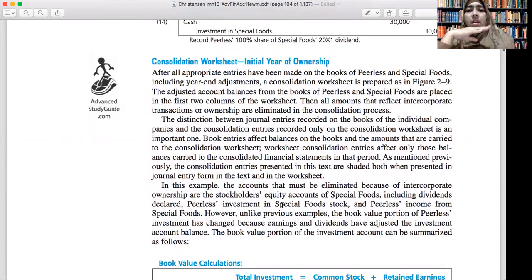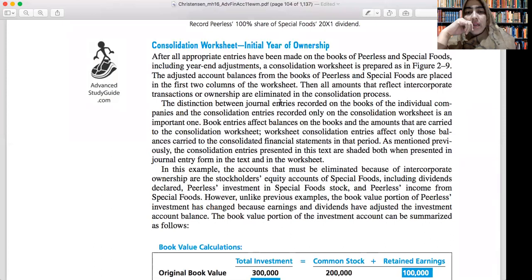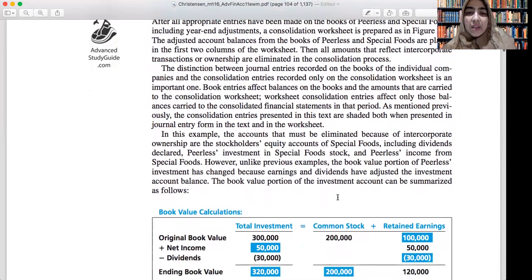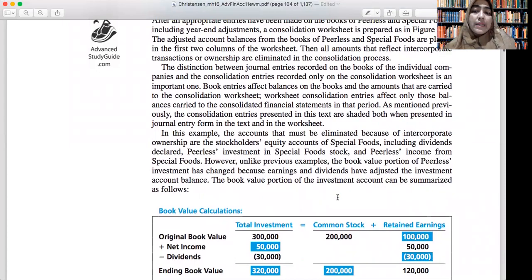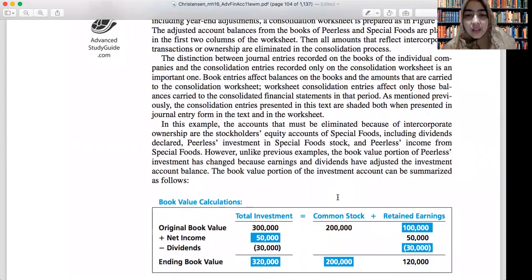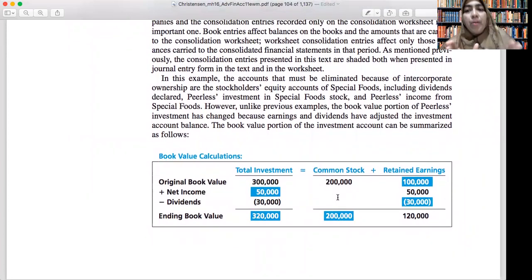There is an adjustment that we need, right? The distinction between the journal entries recorded on the books of the individual companies and the consolidation entries recorded only on the consolidation worksheet is an important one. The book entries will affect the balances on the books and the amounts carried in the consolidated balance sheet. In this example, the accounts that must be eliminated because of intercorporate ownership are the stockholders' equity accounts of Special Fruit. So this is the book value portion, everyone.